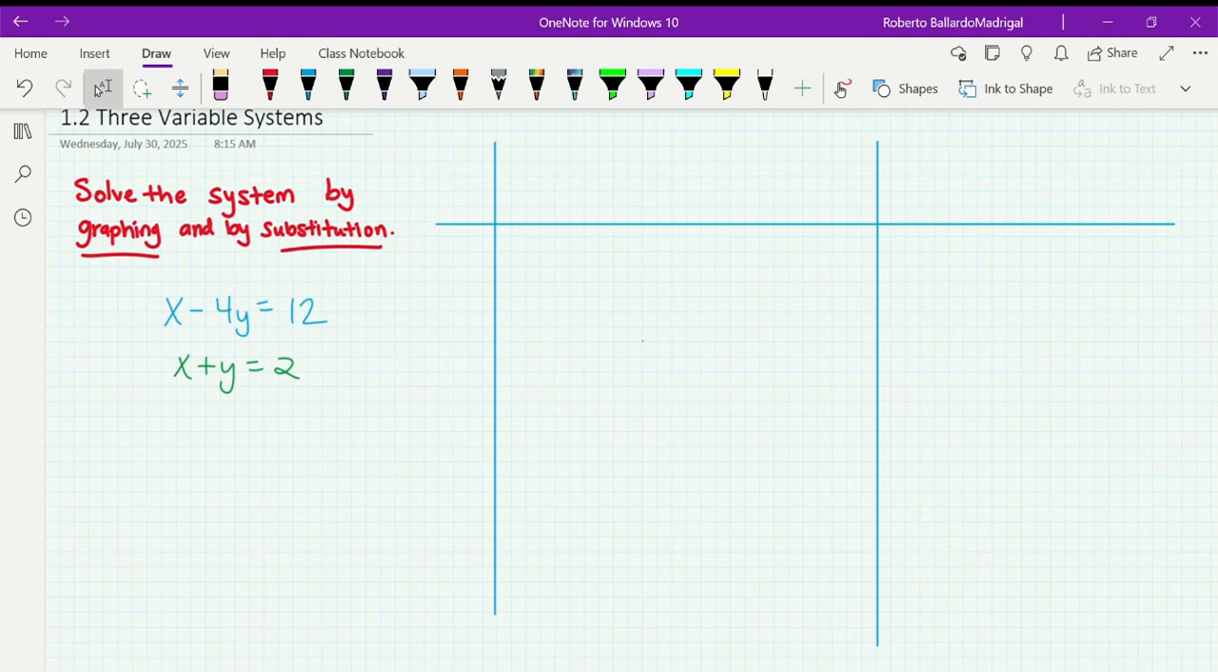So once again, no matter what method is your choice of solving, your solution should be the same. Let's begin by substitution.